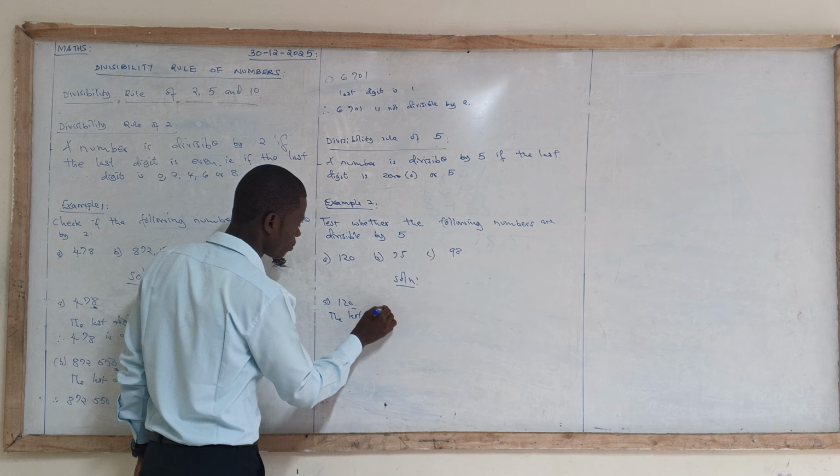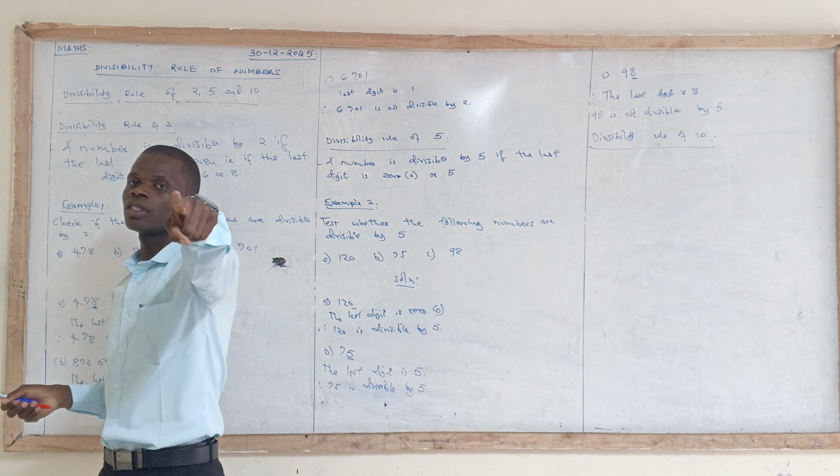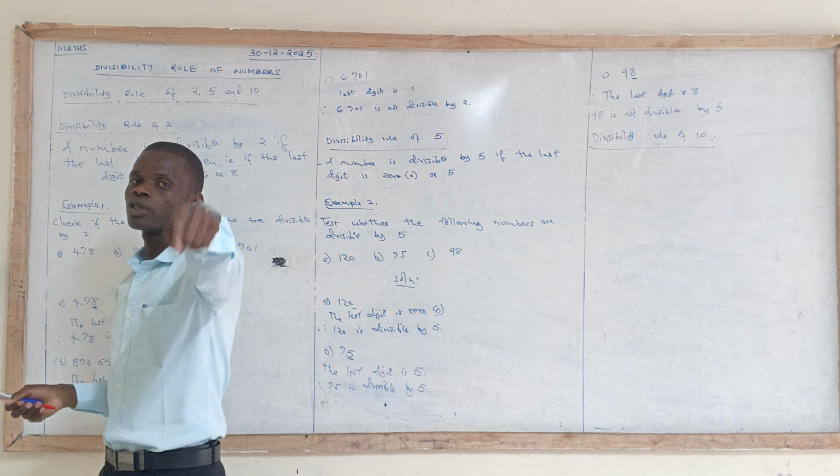Now, the last one, divisibility rule of what? Of 10. You're being told, how can you tell a number is divisible by 10? Easy. The last digit must be what? Good. The last digit must be 0. So, here, divisibility rule of 10. You can tell from a distance, oh, that number is divisible by 5. Oh, that one is not divisible. You are not being told to divide them. You are being told to check.